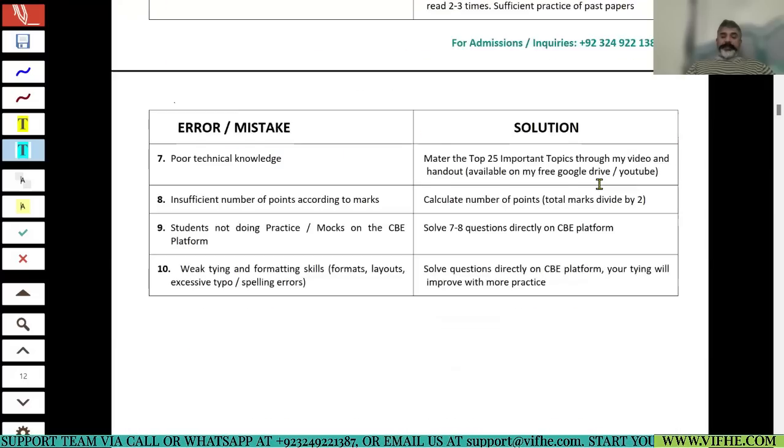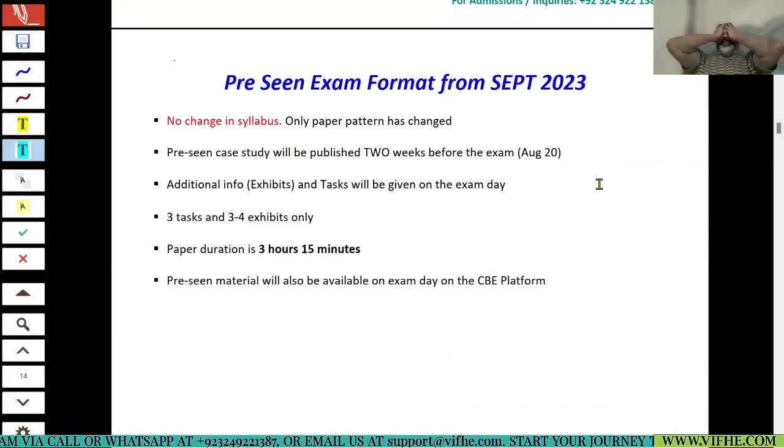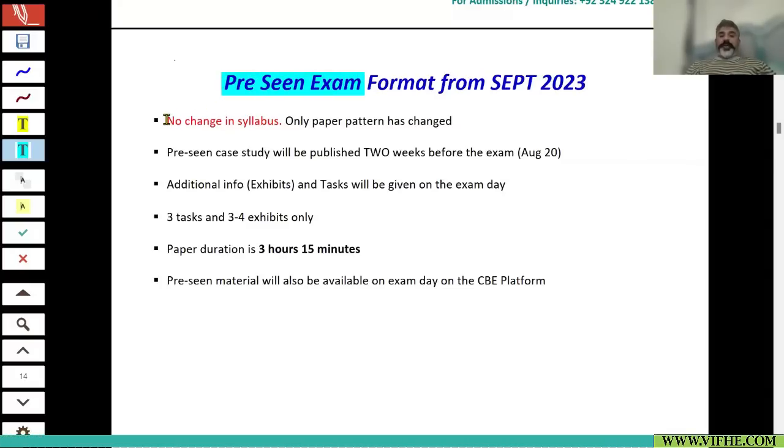All right. Okay, a little bit about the pre-seen format. So the current format of the paper was revised last year in September 2023. Before September 2023, the paper was in a different format. But since September 2023 to date, this format is applicable. It's called the pre-seen format. There was no change in syllabus, only the paper pattern was changed.